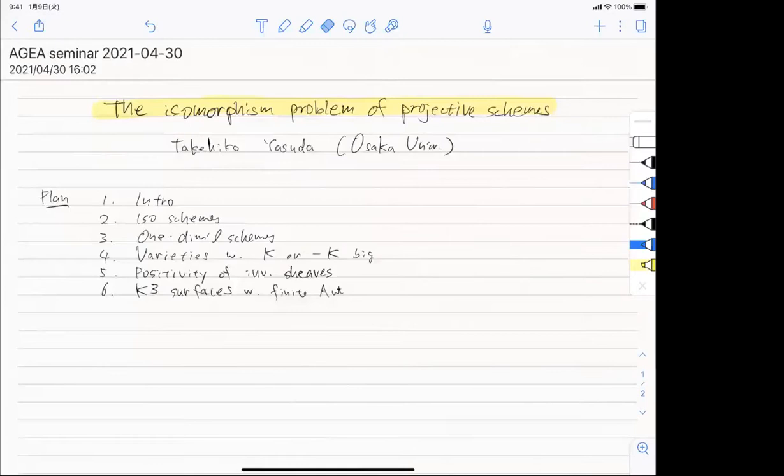This is the plan of my talk. The first part is the introduction. After the introduction, I talk about computation of isoschemes, and then the case of one-dimensional schemes. Next, the case of varieties with a big canonical divisor or a big anti-canonical divisor, and then we discuss several positivity properties of invertible sheaves, which are related to the isomorphism problem. In the last part of the talk, I talk about the case of K3 surfaces with finite automorphism groups. Okay, so let's start.